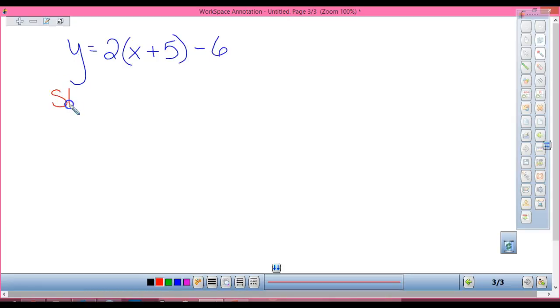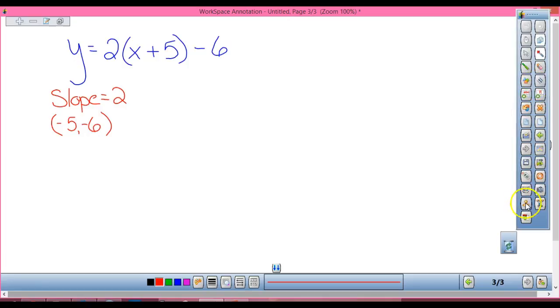Chuck, what's my slope? My slope's going to be 2. My point that I have on there is what, RJ? -5. Good. -5, -6. Okay, remember it's opposite sign in the parentheses, same sign outside of the parentheses.